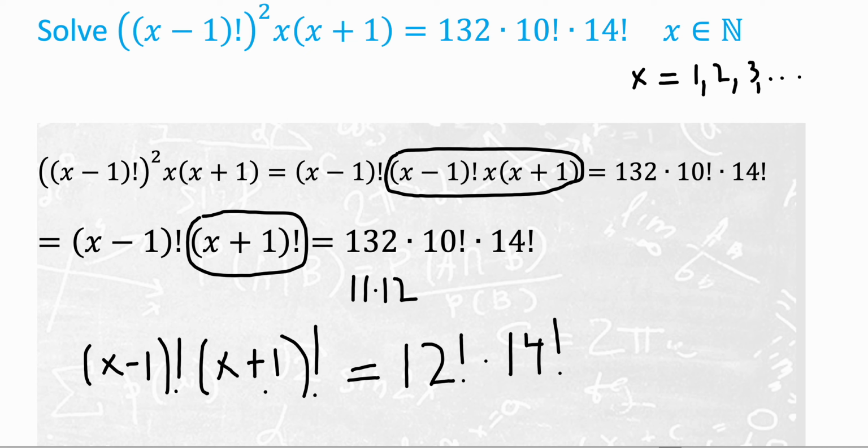Okay, we have two factorial expressions here, and by inspection, x has to be 13. If x is 13, this would be 12. If x is 13, this would be 14. And so by inspection, literally, there's no need to go any further with this. You would get the final solution is x equals 13, which is certainly a natural number. And you're not surprised to hear that when you're dealing with factorials. Okay, circle that, folks. Call it good.